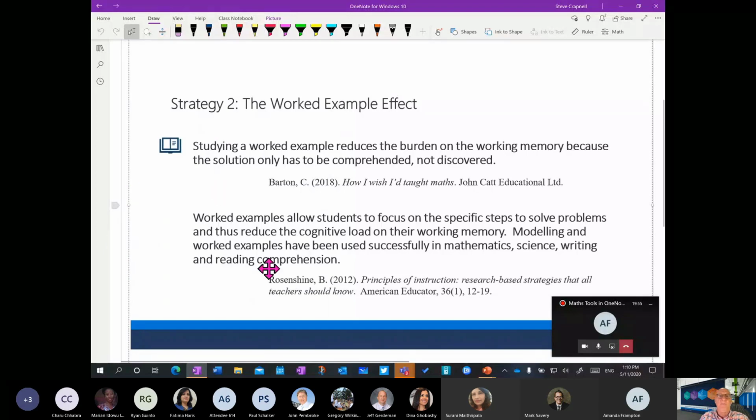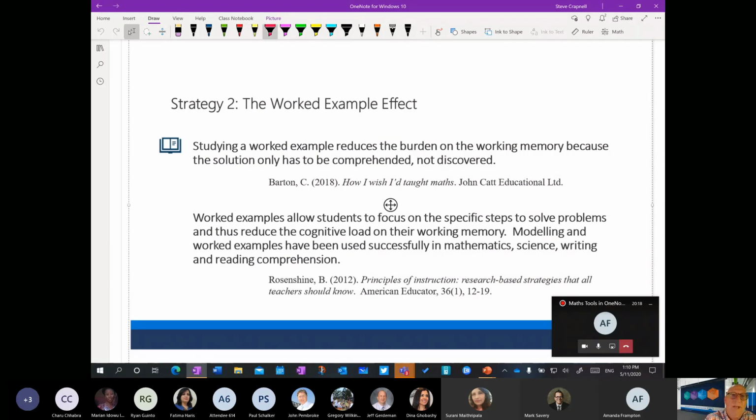I used to not value work examples. This follows quite nicely on to strategy 1, and also this introduces the first idea of maths tools. I never used a lot of work examples. My philosophy was always that students should be doing maths. Here's the problem, get stuck in, get to work, do it. And I just thought that was logical. There were more benefits than that.